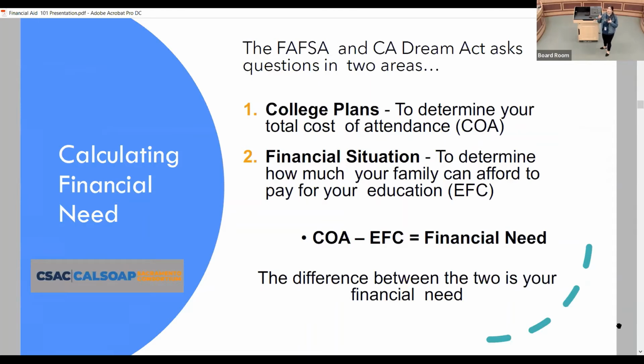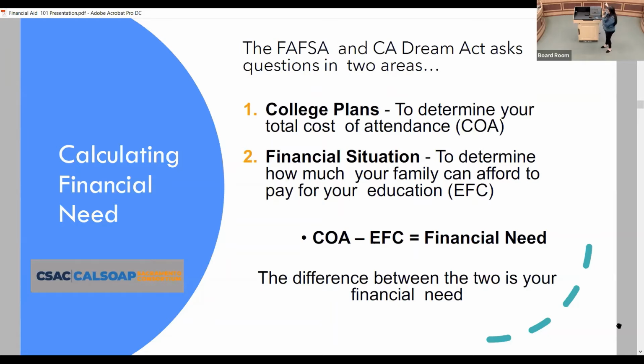Are you thinking about community colleges? Are you thinking about Cal States like Sac State, Fresno, Chico? Are you thinking about UCs like UC Davis and UC Berkeley and UCLA? Are you thinking of out-of-state schools? They're going to allow you to list up to 10 schools that you may be interested in attending. That's how they're going to determine your cost of attendance, your COA. They need to know what schools you are interested in so they can determine how much it is going to cost for you to go there.